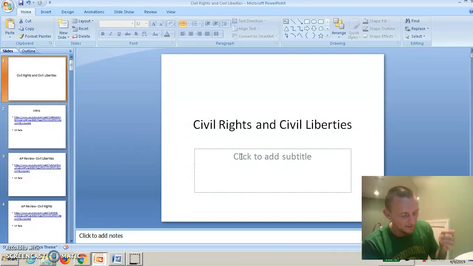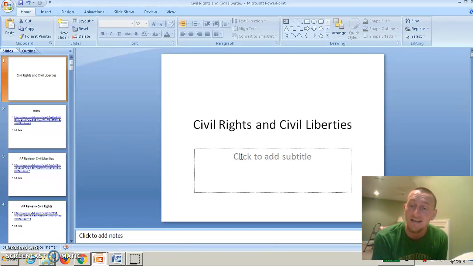Okay, Gideon versus Wainwright, you got to have an attorney. Exclusionary rule. Make sure you know what the exclusionary rule is. Okay, if the cops obtain evidence from you illegally, they can't use it. That's called the exclusionary rule. Whatever you obtain illegally is excluded. It's not hard.